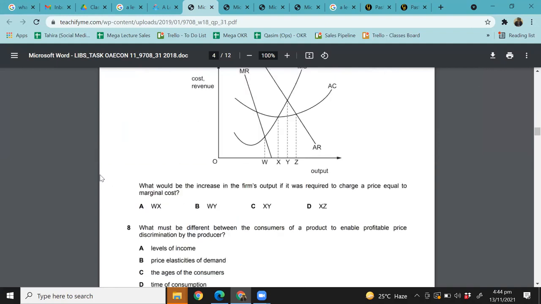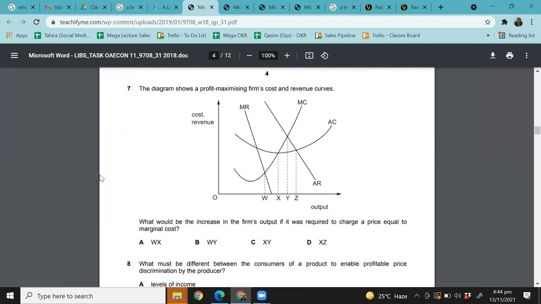Okay. The diagram shows profit maximizing cost and revenue curves. What would be the increase in the firm's output if it was required to set the price equal to the marginal cost? What will be the change in output if it's required to set the price equal to marginal cost? Where will the firm produce first and where will it produce second? Very good. Very nice. Marginal cost, marginal revenue.